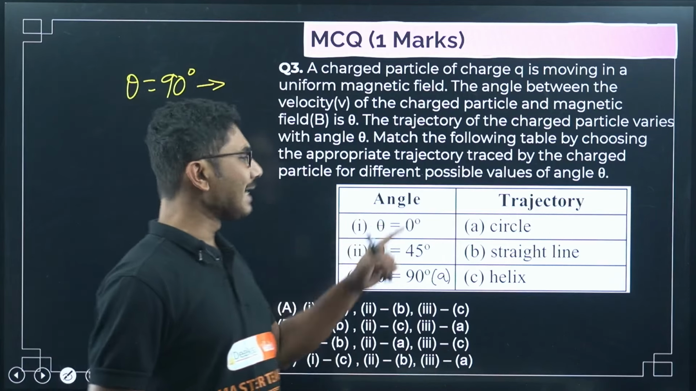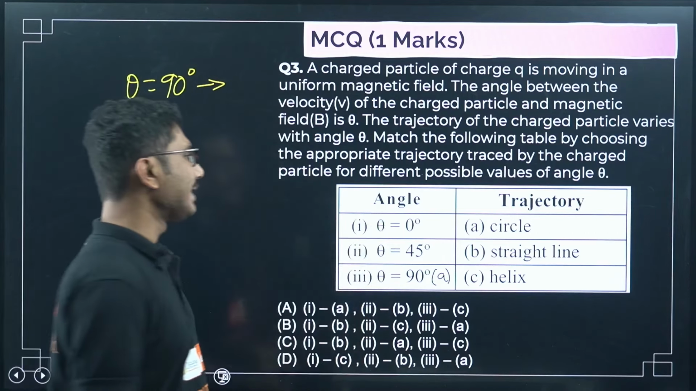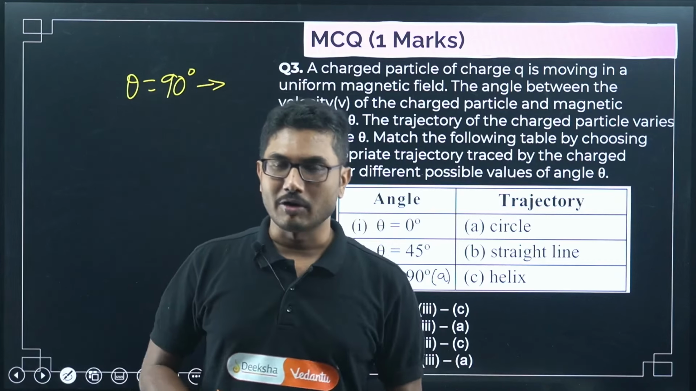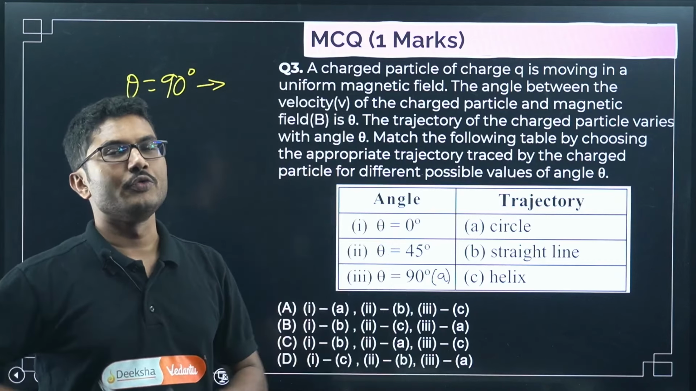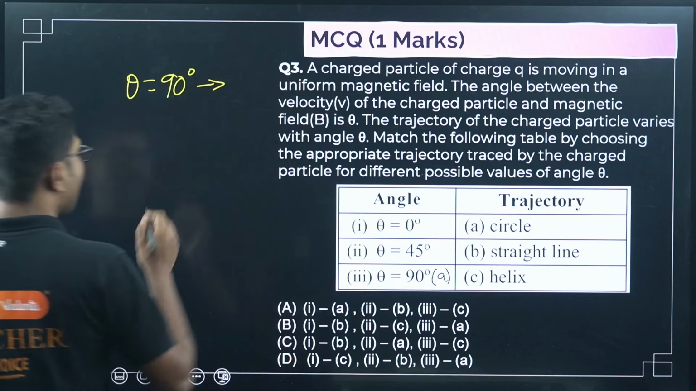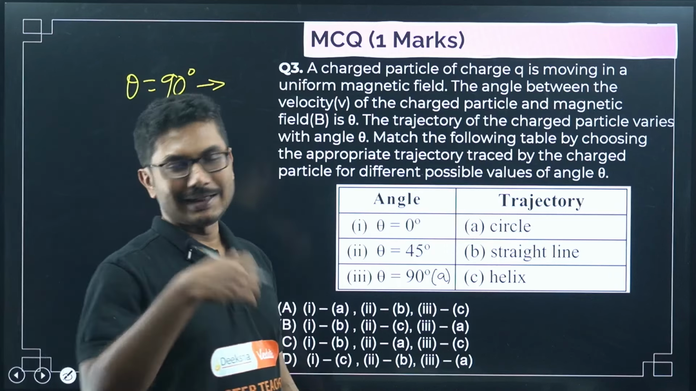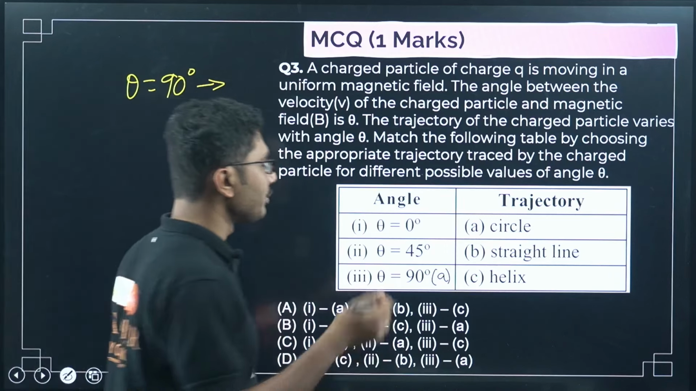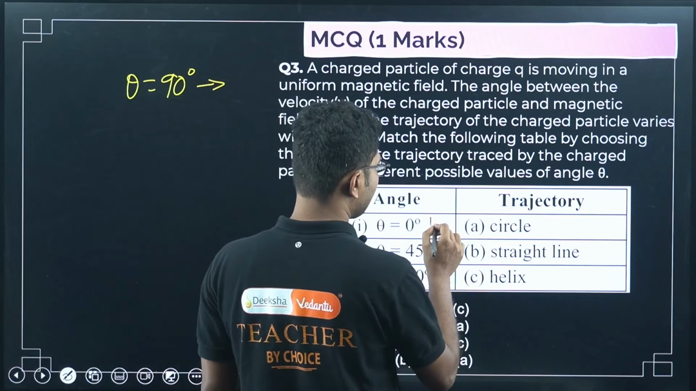Now for angle theta equals 0, it will be a straight line. No force is acting on the particle. It will continue to move in the same direction, right? So we know that F is equal to q B v sin theta. Theta 0 means force 0. Force 0 means no force is acting. So it will be a straight line.